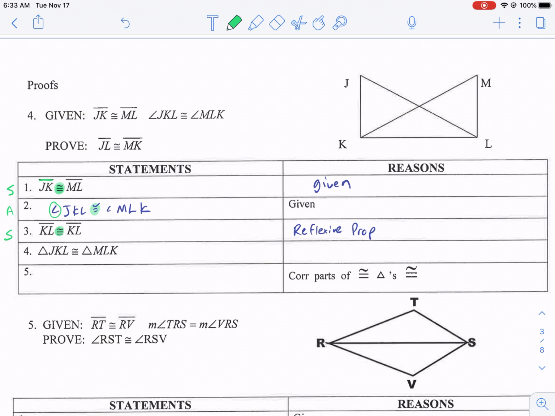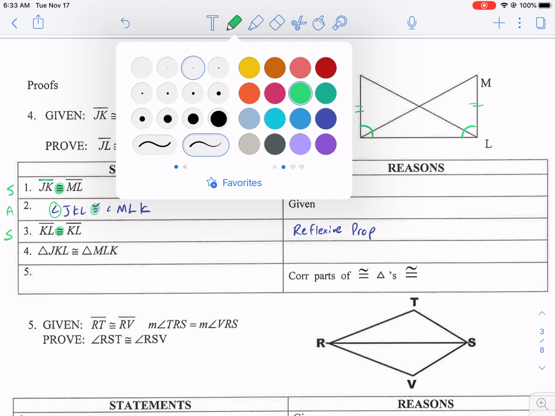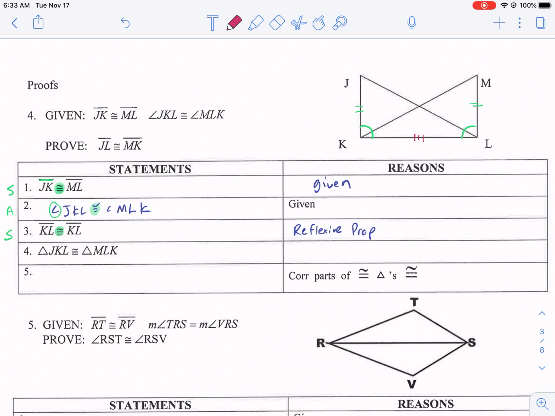JKL is this angle. And then MLK is this angle. So we got that one drawn. Then we have JK congruent to ML. And then we have KL congruent to KL. So we got KL congruent to KL.